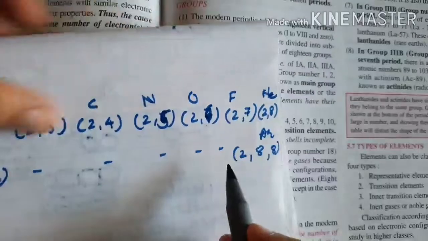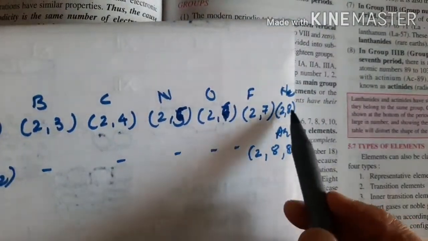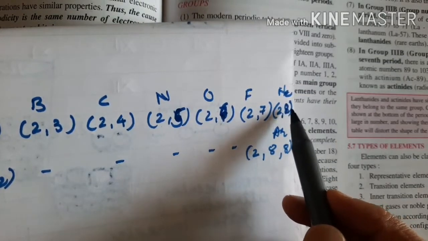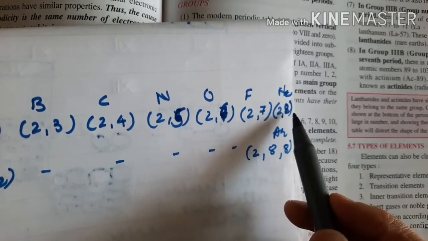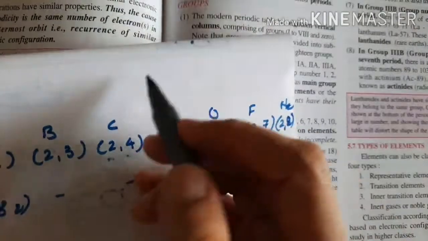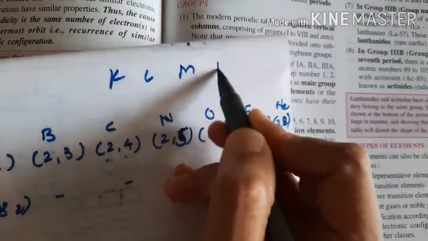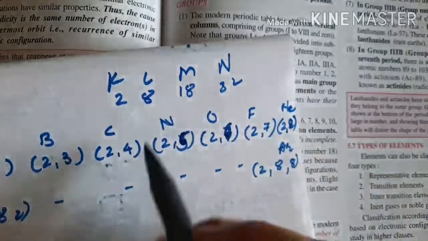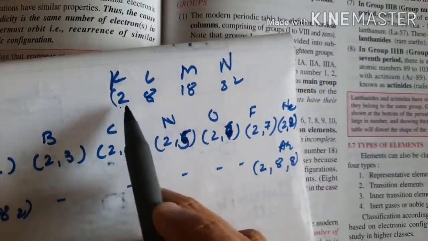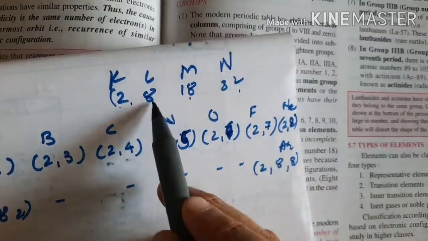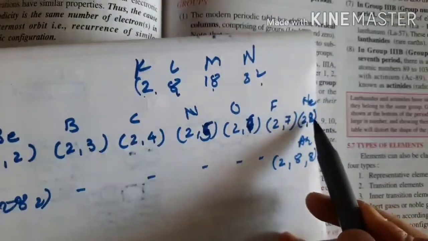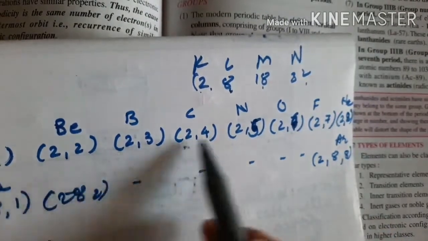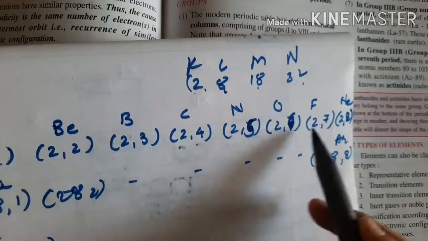Okay, neon it is. So neon has a complete electronic configuration. There are 8 electrons that can be held in the second period, which is the second shell. K, L, M, N: I told you 2, 8, and here 18, 32, like this. This is the first shell, second shell, third shell and fourth shell. The second shell can hold 8 electrons, but if there are not 8 electrons in the second shell, it means this is an incomplete shell.